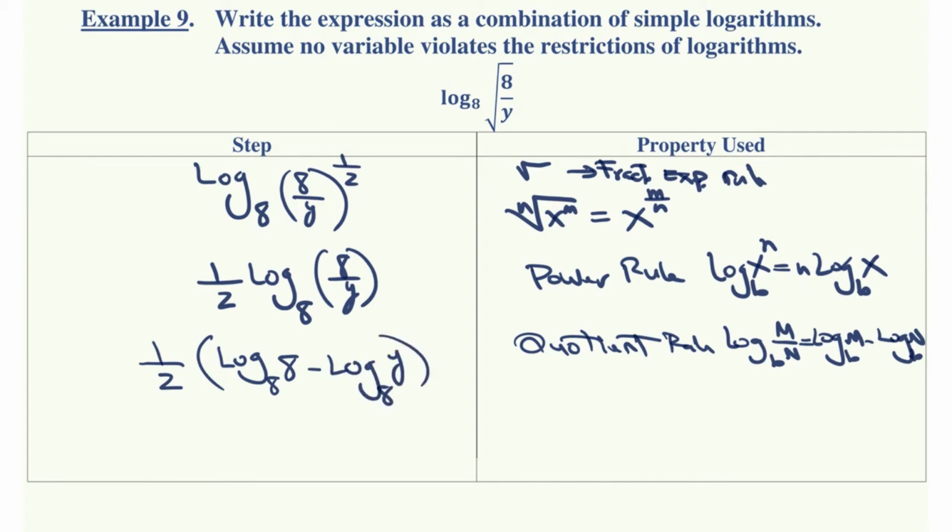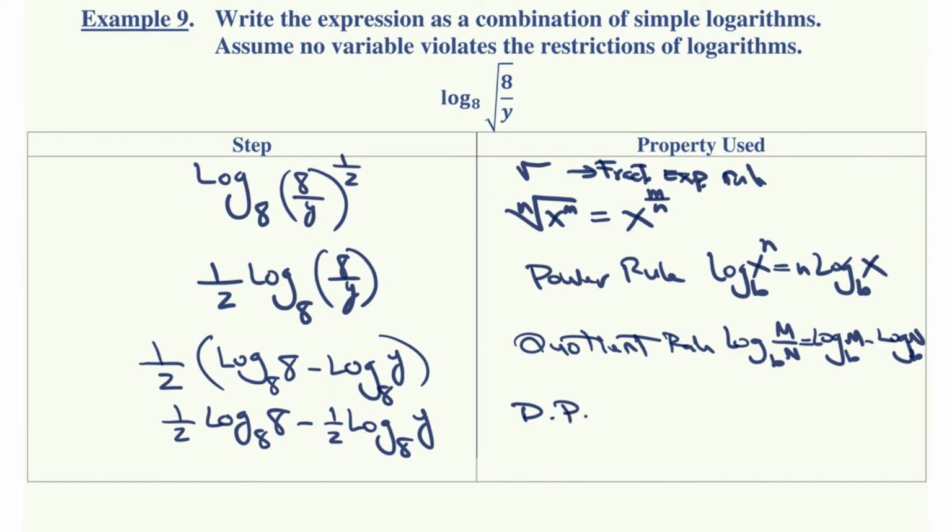We need the parentheses because the 1/2 needs to get distributed into the group. Okay, so make sure that you do use parentheses there, and that gives us, upon distribution, 1/2 log base 8 of 8 minus 1/2 log base 8 of y. Here we're just using the distributive property.